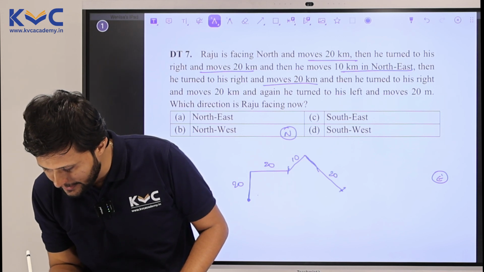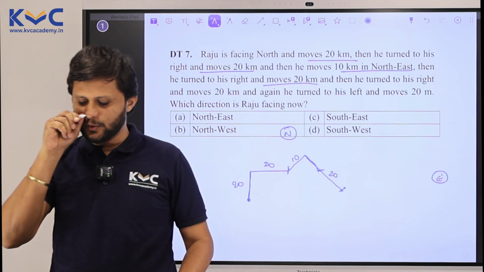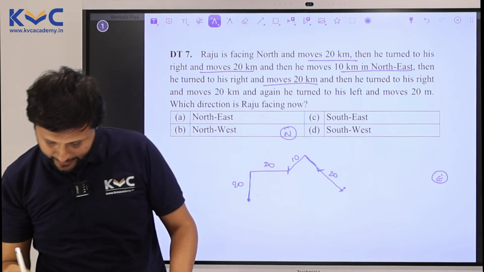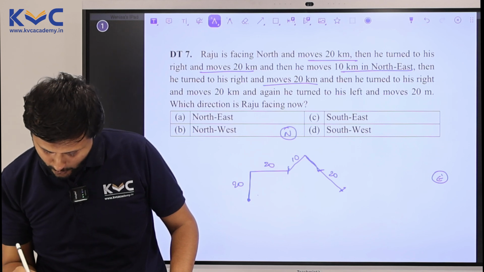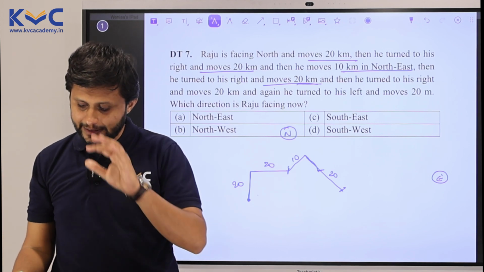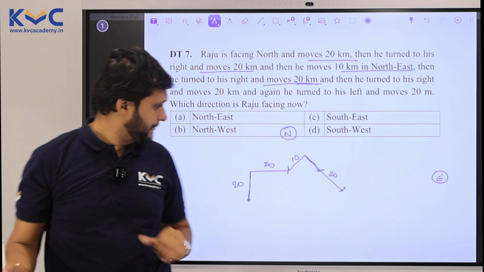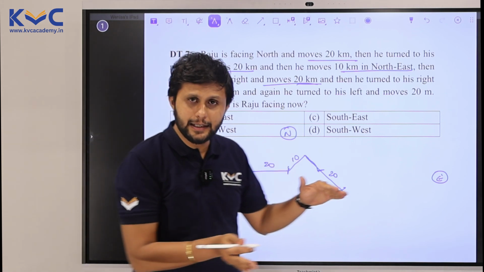Probably this would be 20. This is 10. This is 10. Total should be 20, to where it is done now. Then he turned right and moved 20 kilometers. Okay, till here it is done. And then he turned right again. See, he has reached till here and he turned right again.